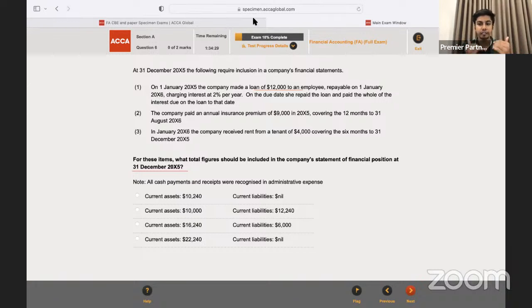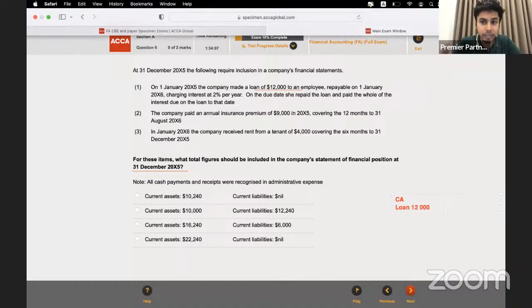Now, guys, think. We made a loan. If we made a loan, is it an asset or a liability? If we make a loan, it will become an asset. We are not taking a loan, guys. We made a loan. So therefore, under current asset, let me mark it over here. Current asset, the loan that we made is 12,000. We didn't take a loan, guys. We gave a loan.